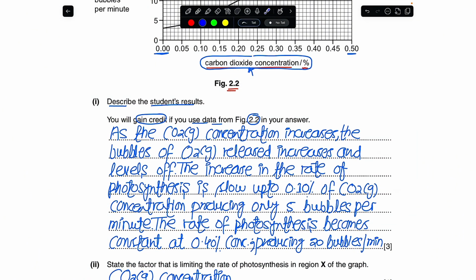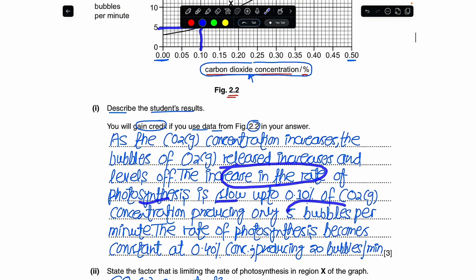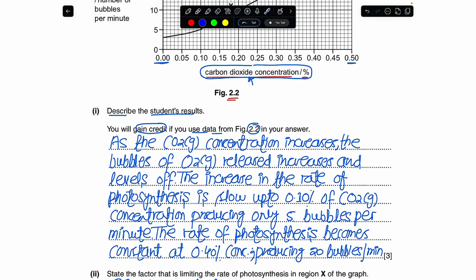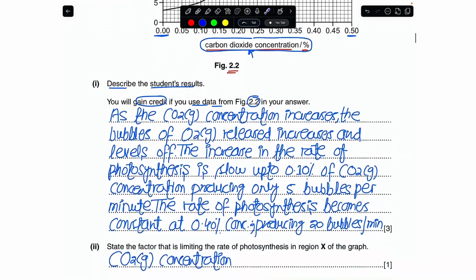So I am just reading it out for you: as the carbon dioxide concentration increases, the bubbles of oxygen gas released increase, as I've told you above, and then it levels off. This is one general point. And then I have written that the increase in the rate of photosynthesis is slow up to 0.10%, where we have just produced five bubbles per minute, because they have given it in terms of minutes. And then I have written the third point that the rate of photosynthesis becomes constant or levels off at 0.40% concentration of carbon dioxide, like this point I am referring to. And here we were just producing 20 bubbles of oxygen gas per minute.